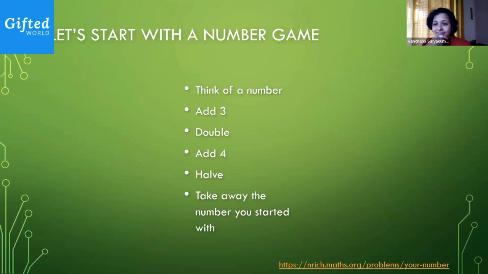Anagha, we will invite Anagha to unmute. Like the number you started with, in the end it's subtracted, so both of them almost get cancelled, I would say. 3 into 2 is 6, 6 plus 4 is 10, 10 by 2 is 5, so you'll always get 5. Very nice. Thank you so much.